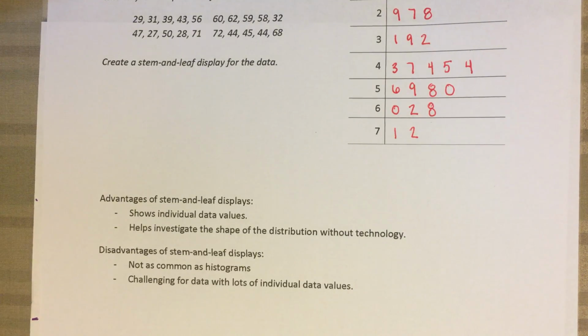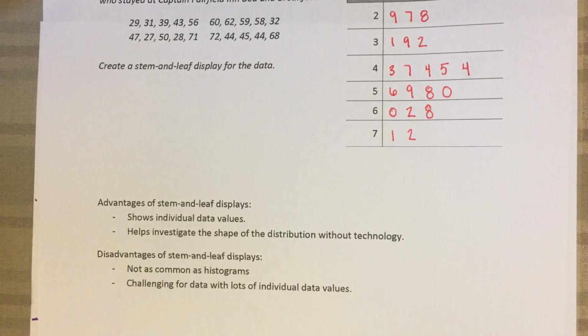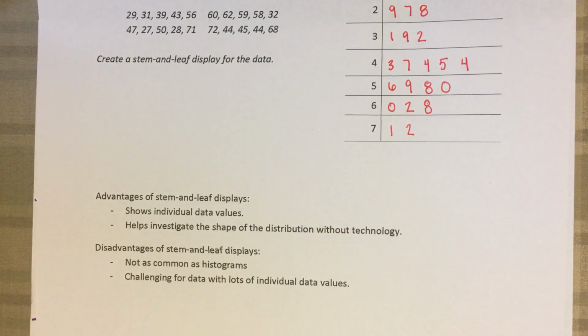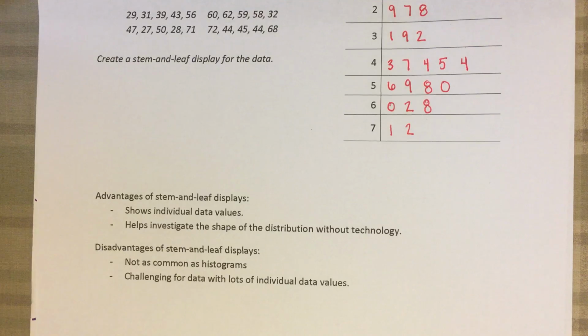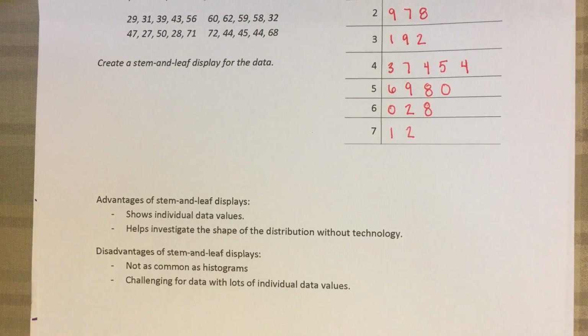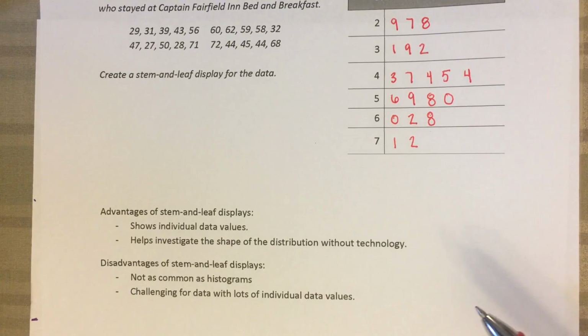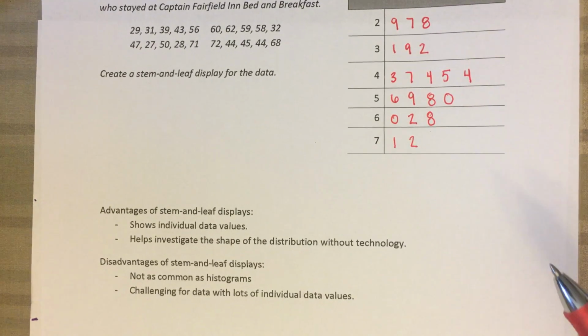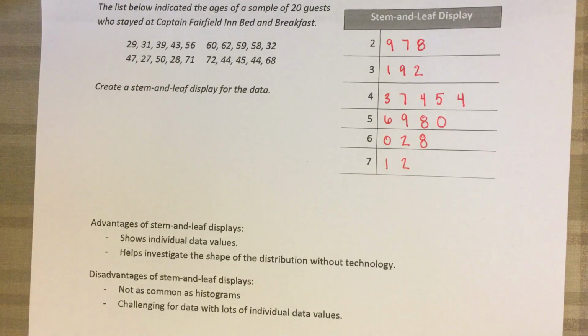But our stem and leaf displays are, again, pretty quick, easy displays that don't require the use of technology. The disadvantages, they are not as common as histograms that we looked at in our previous examples. And if we had a really large data set, it would be challenging. If we had 200 values over here, we'd have a very, very large table over here. So it would be a time-consuming exercise to create a stem and leaf display if we have a very large data set.